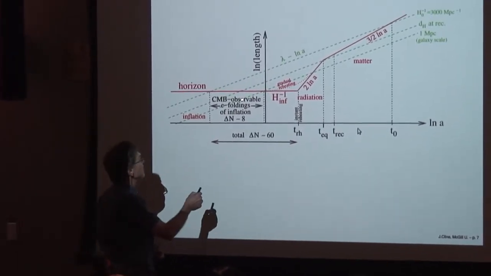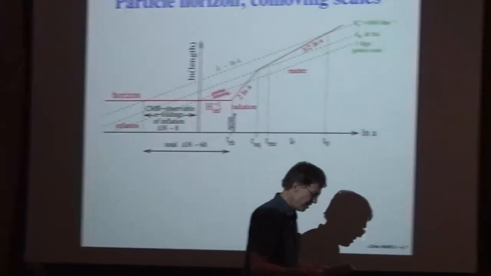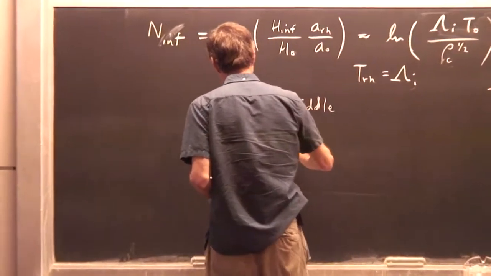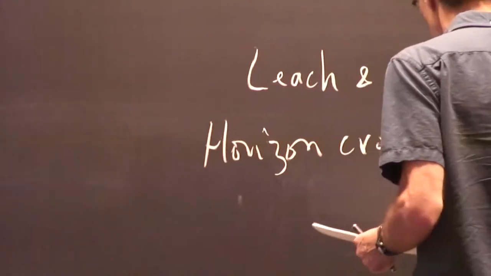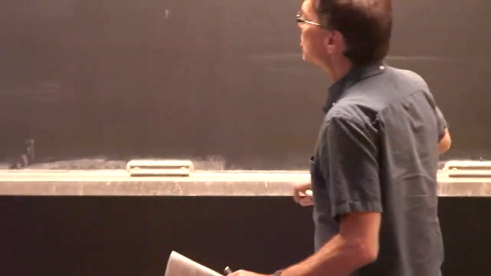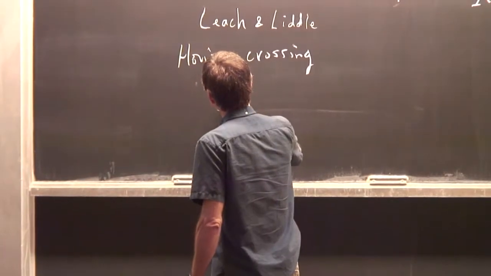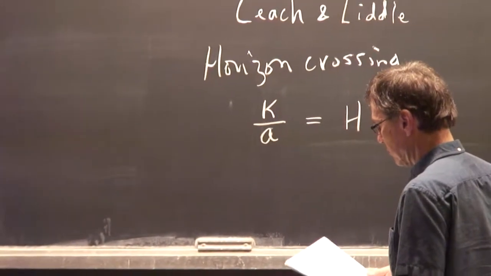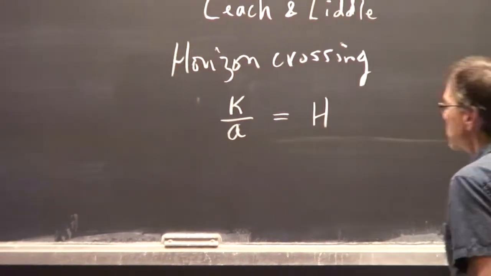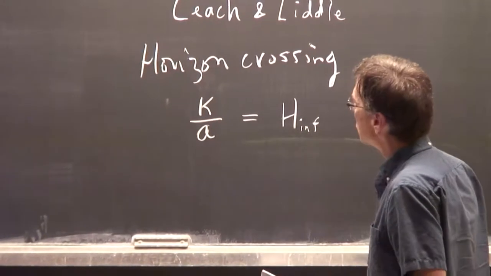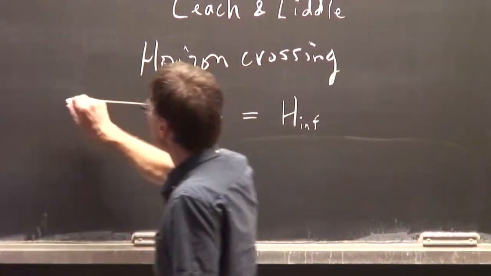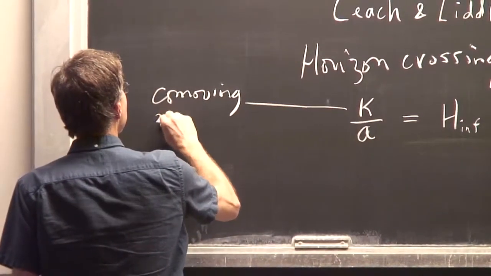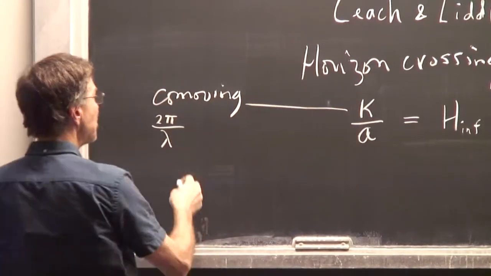And to define this mathematically, it's easy. Horizon crossing just means that the physical wave number is equal to the Hubble parameter. So k, that's a comoving wave number. So that's 2 pi over lambda as we see it today.